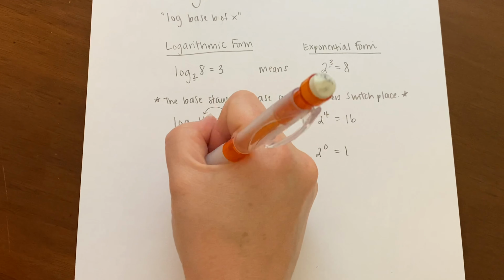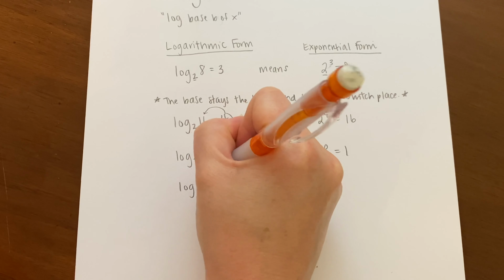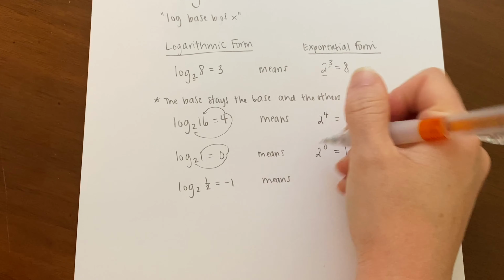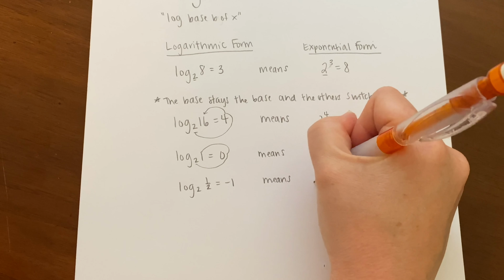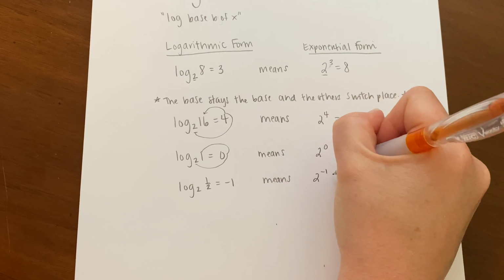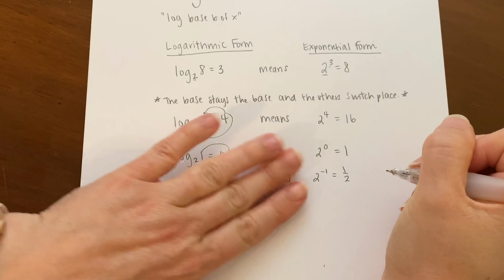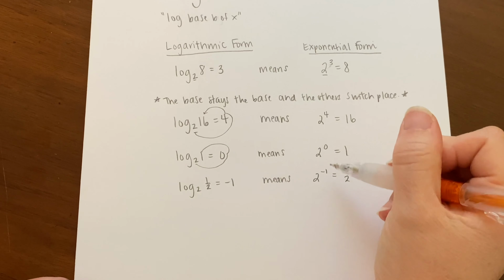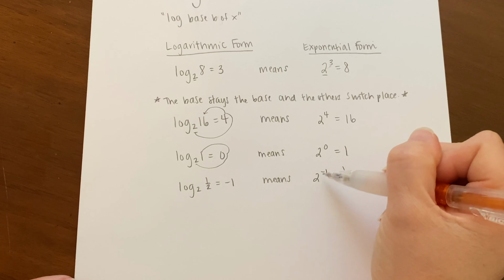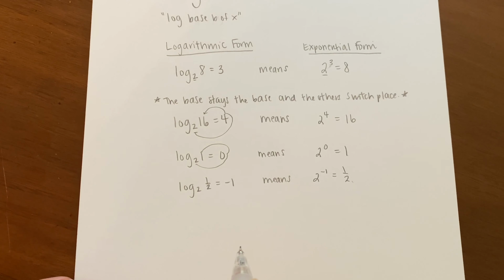All right, log base 2 of 1/2 equals -1. So same thing, base 2, and then the 1/2 and the -1 switch places. So -1 comes over here, 1/2 goes over there. And we learned in the last chapter that with negative exponents, it sends it to the bottom. So 2 to the -1 becomes 1/2.